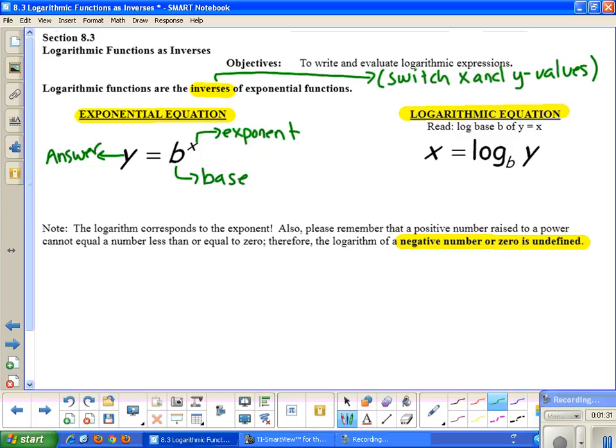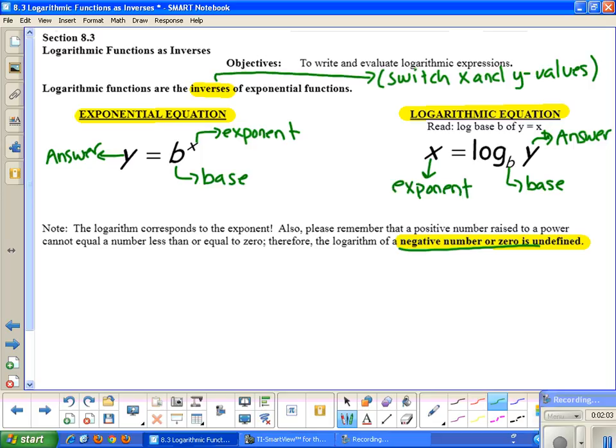So this right here, notice, is your base again. And the base is going to be, you take the log, and it's a little number that goes next to the log. And that little number cannot be a negative number or 0. And we'll talk about why that is. This right here would be the answer from our exponential form, and this is your exponent.